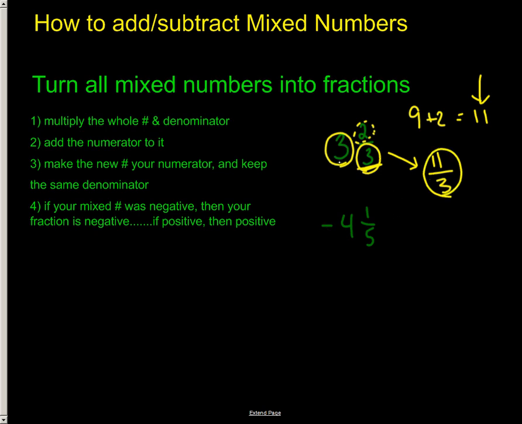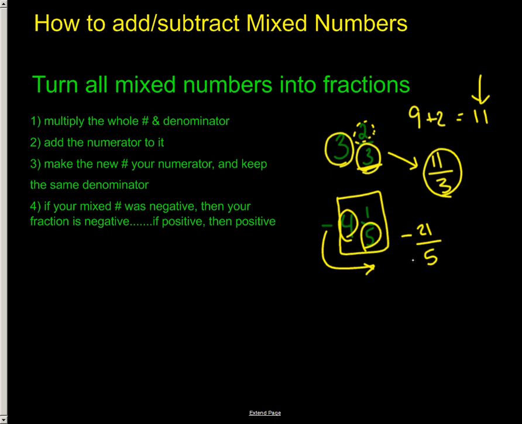What do you do if it's a negative mixed number? Well, you handle it the same way. 4 times 5 is 20. 20 plus 1 is 21, and you keep the same denominator. That's good, but don't forget you have to slide the negative sign over if it's negative.